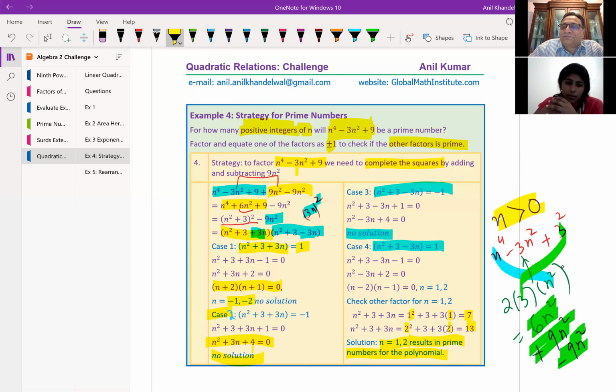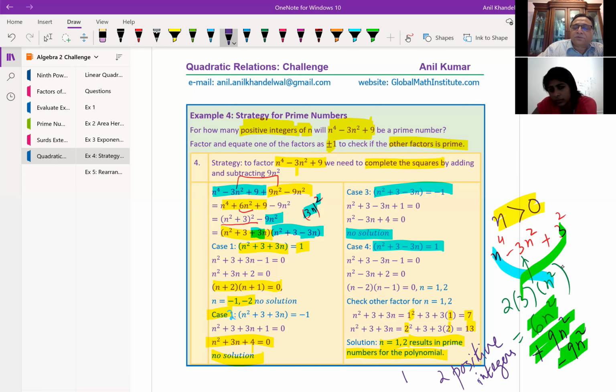How do you find it? So it says how many positive integers n? So I have to write two positive integers. You are correct. I should have mentioned this, two positive integers. That should be written as the answer. Yes, that is what we have to do. You are right.